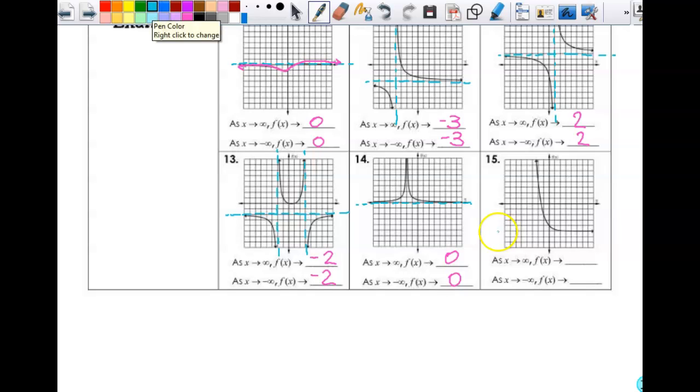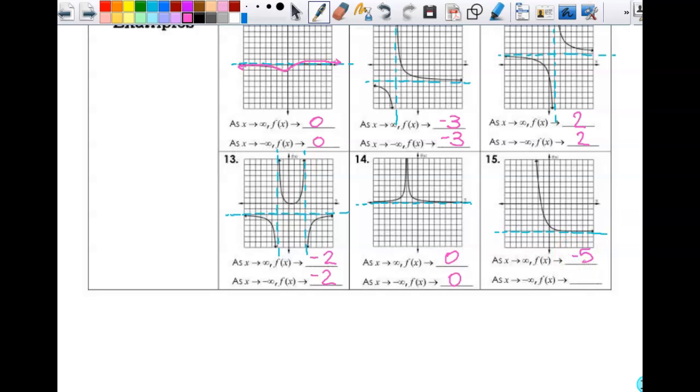There's an asymptote here. There is no vertical asymptote. So, as x approaches infinity, what does f of x approach? I think it's negative 5, but that's okay. They're tiny, I know. Negative 5.